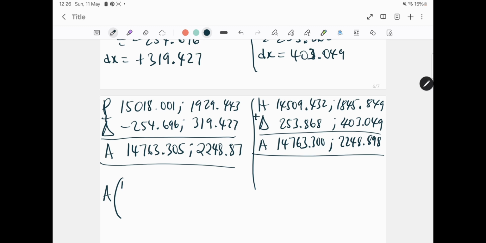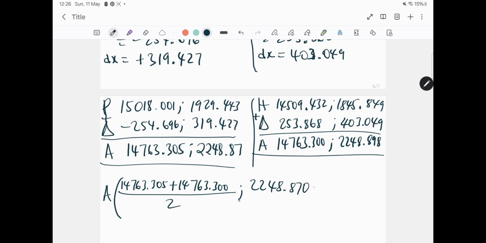So for A, whereas for X is 14, for Y is 14,763.305 plus that 14,763.300 over 2. So the X there, 2248,870 plus 2248,898.